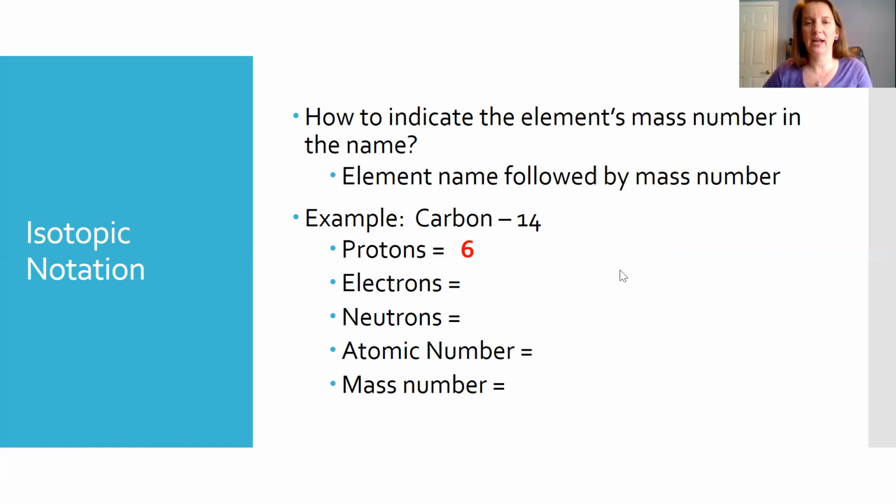We know that if it's a neutral atom, the protons are equal to the electrons, so the electrons would be 6 as well. Now, in our last video, we learned that the mass number is equal to the sum of protons plus neutrons. So in order to get neutrons, we would just subtract the protons from the mass number. So we would have 8 neutrons in this particular atom of carbon. The atomic number is the same as the protons. It's on the periodic table, so the atomic number is 6. And then the mass number, again, is following the name in this isotopic notation written up here. So the mass number is 14.